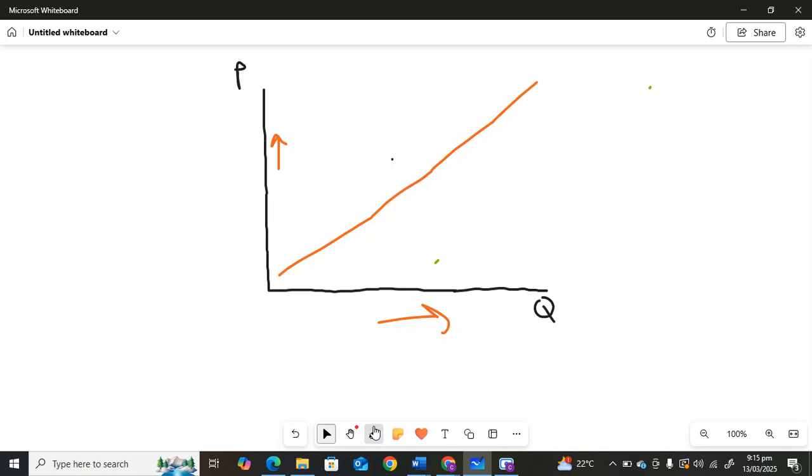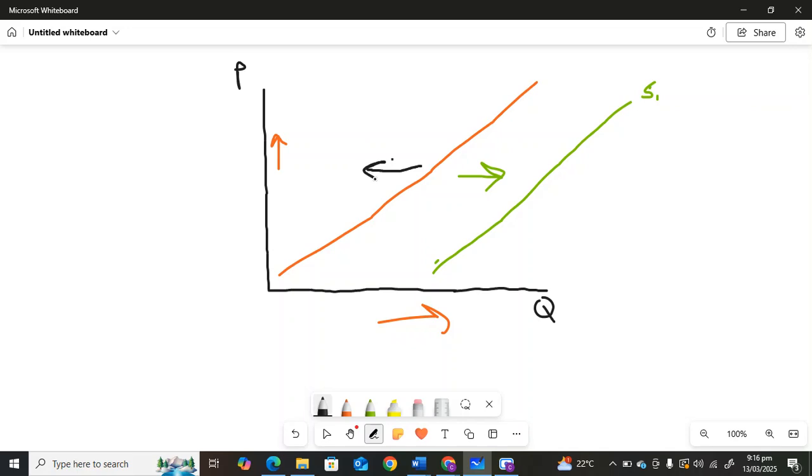Just like the demand curve, the supply curve can shift. If it shifts to the right, as you can see with this green figure here, that's an increase in supply. If it shifts to the left, this is a reduction in supply.